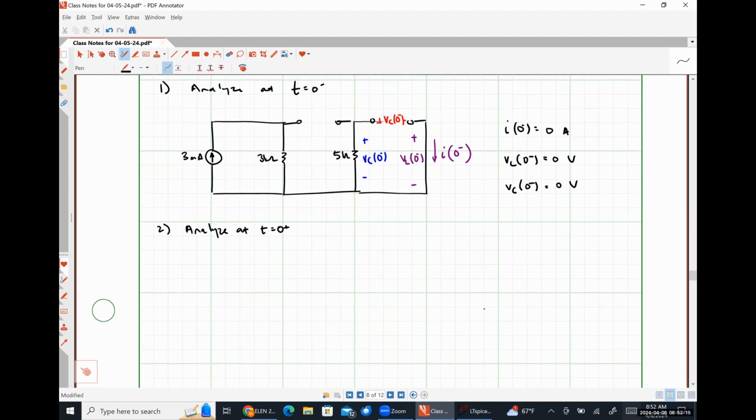All right, so at t is equal to 0 plus, our switch is closed. So we've got our 3 milliamp source. Here's our 3 kilo ohm resistor. Our 5 kilo ohm resistor. Our capacitor is going to look like a short circuit, and our inductor is actually going to look like an open circuit.